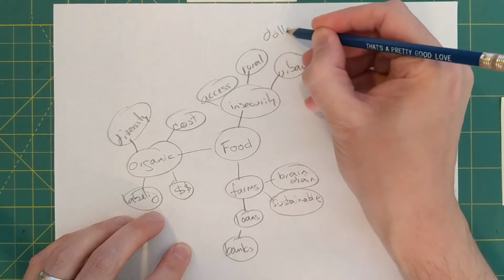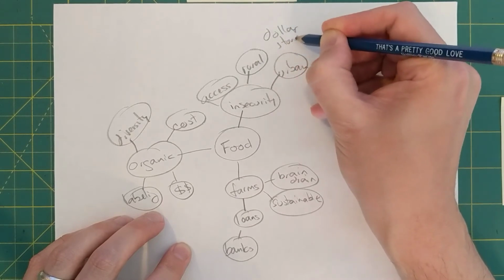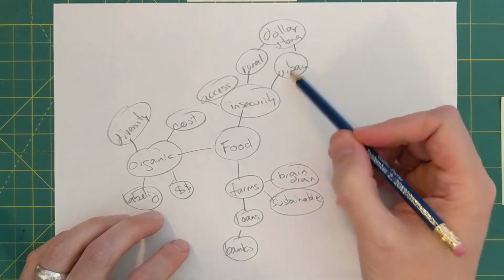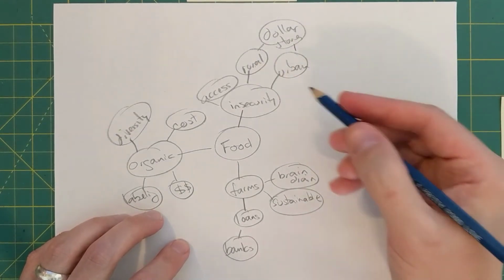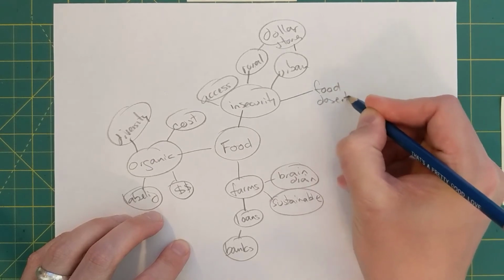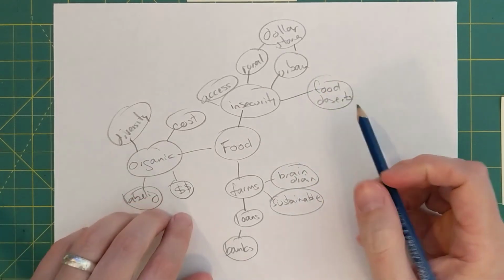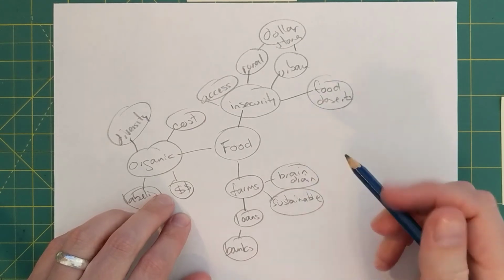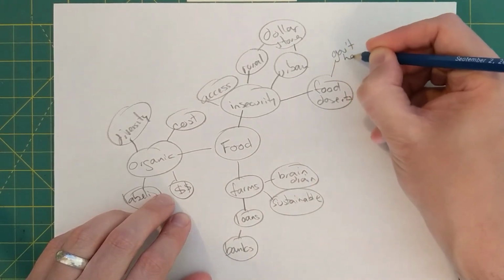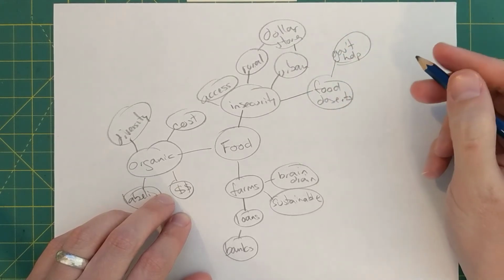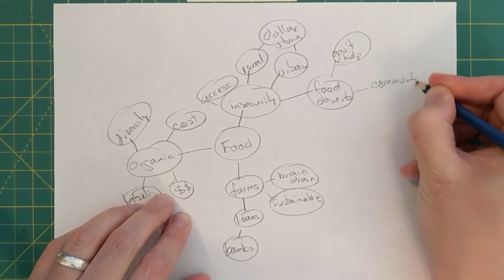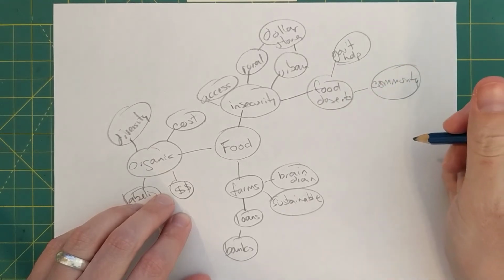Dollar stores. A lot of times provide the only access some folks in the country and in the city have for food. Well, food deserts. You don't have access to food, or good food for that matter. Can the government help with that? Can the community help with that?